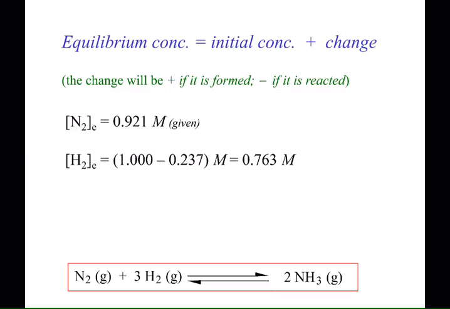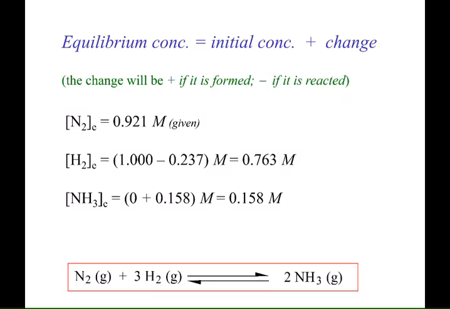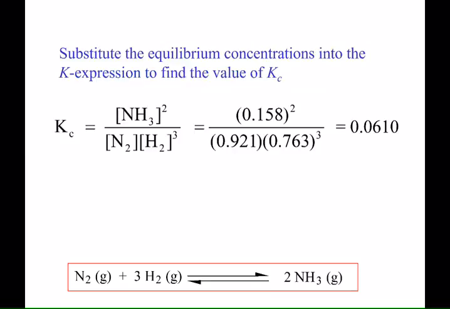And we're going to do a similar thing with ammonia, although it started out at 0. So 0 plus 0.158 is 0.158. We good with that? And then all we have to do is take these 3 equilibrium concentrations, I'll put little e's here, and plug them into our Kc expression. We're done.